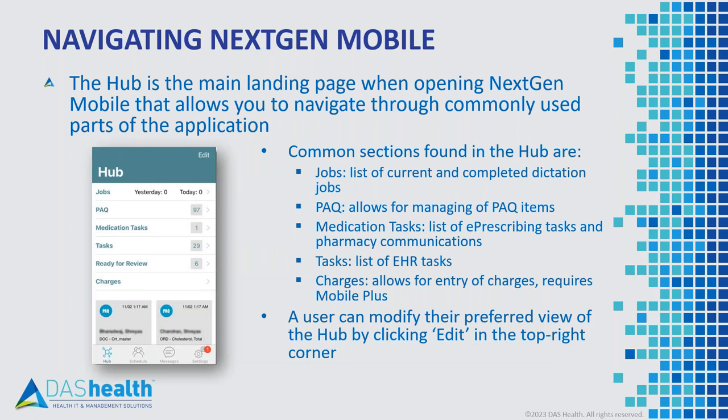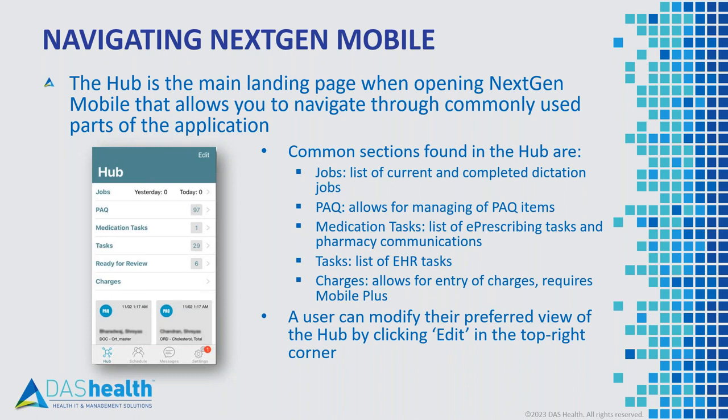Okay, so as I mentioned, that hub, which we're seeing here, is the first screen that's visible when a user logs into the mobile app. This landing page includes sections for some of those commonly used areas of the application. The jobs section, shown first here, shows a list of both current and past dictation jobs. We'll dive a little deeper into the dictation options, which can be accessed here. The PAQ gives a provider access to the provider approval queue that they see within the EHR, so they can see the pending items and take care of those on the go.